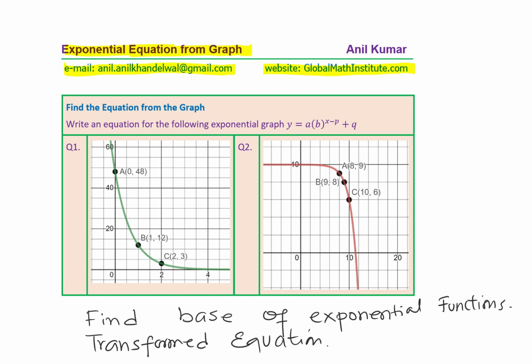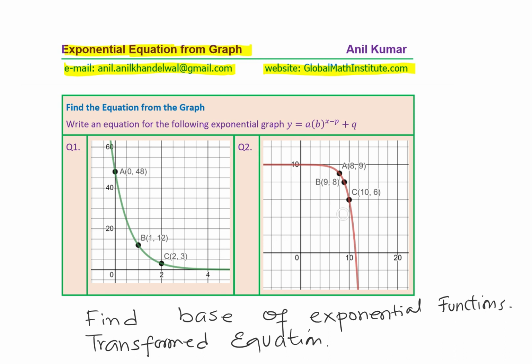You can always take the general form which is given to you as y equals a b to the power of x minus p plus q to get the equation. So now let's read the question. The question is, write an equation for the following exponential graph: y equals a b to the power of x minus p plus q. So that is what you have.